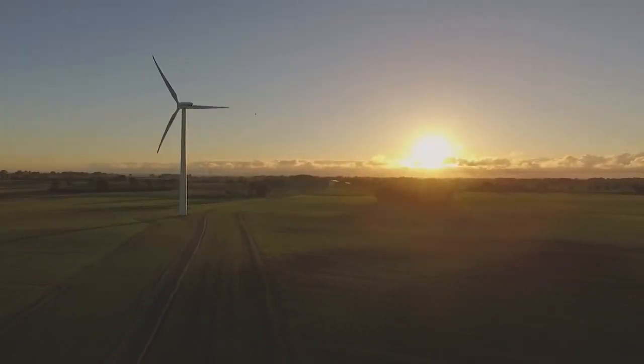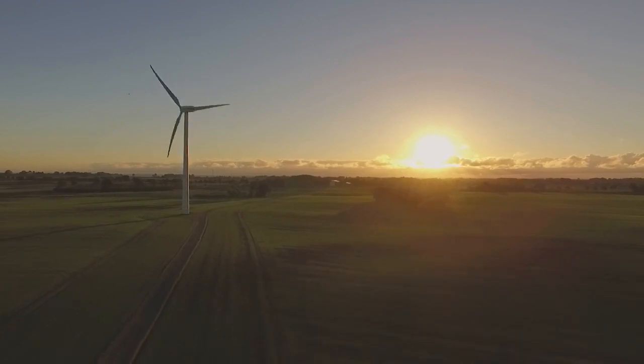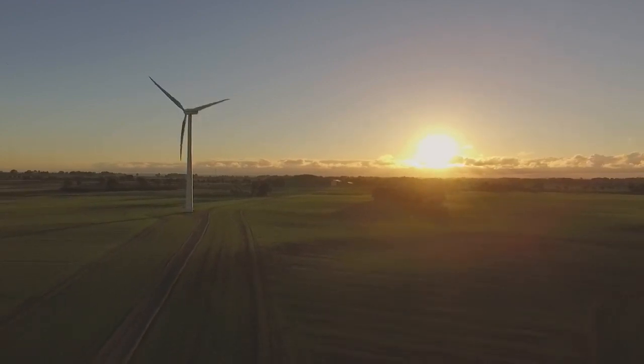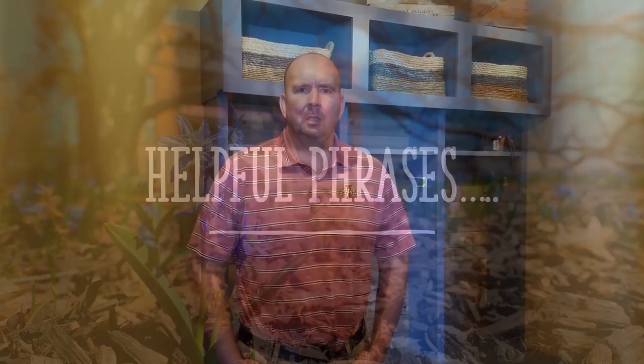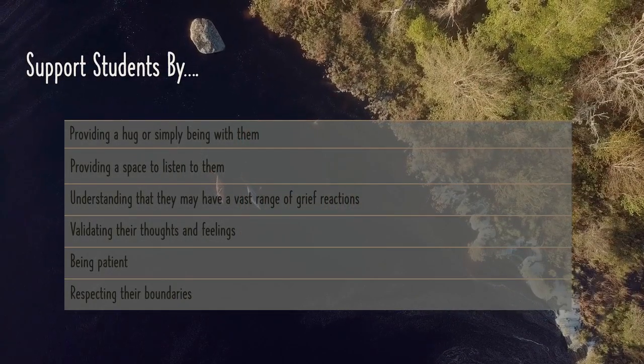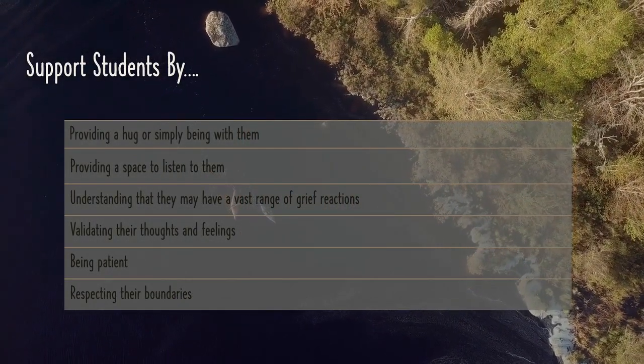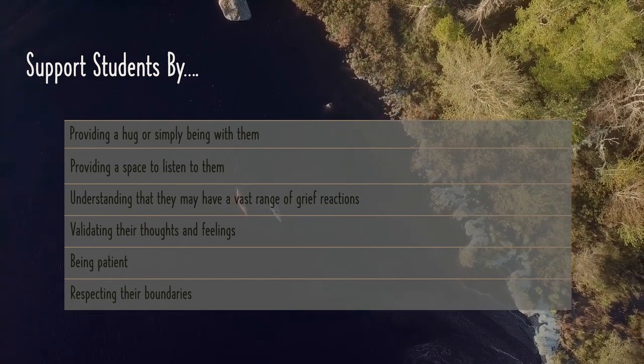While these common phrases may be well-intended, they can be minimizing and hurtful. Instead, use phrases that validate the student's feelings and reactions. For example, sorry for your loss. I wish I had the right words. Just know that I care. I don't know how you feel, but I'm here to help in whatever way you need. I'm just a phone call away. My favorite memory of your loved one is... Providing a hug or saying nothing and simply being with the student are also helpful ways to show support.